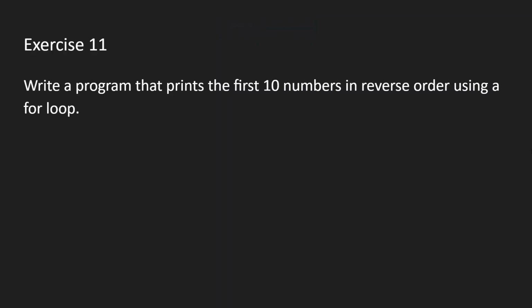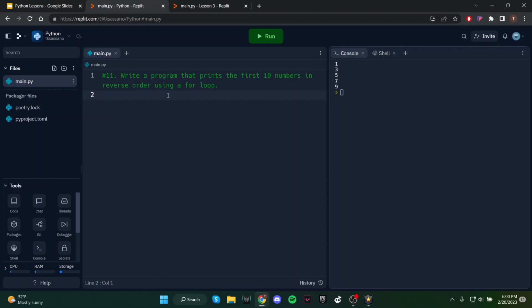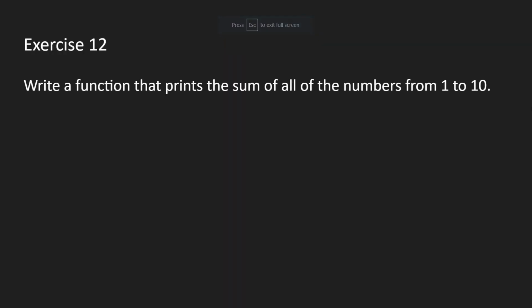Write a program that prints the first 10 numbers in reverse order using a for loop. So similar to before with the while loop, for num in range, we're starting at 10, going until but not including 0, and then incrementing by -1 instead. And then we're just printing the num. We get 10, 9, 8, 7, 6, 5, 4, 3, 2, 1.